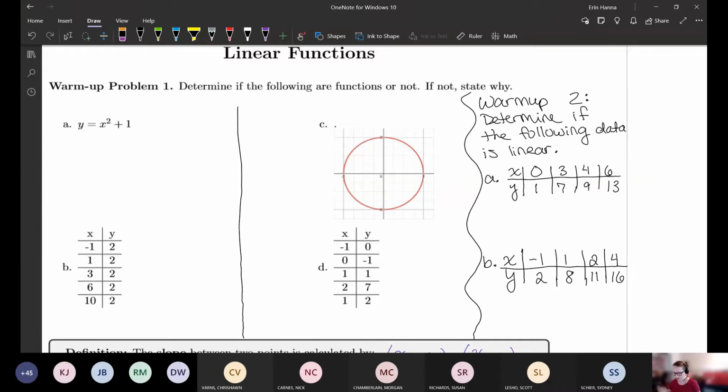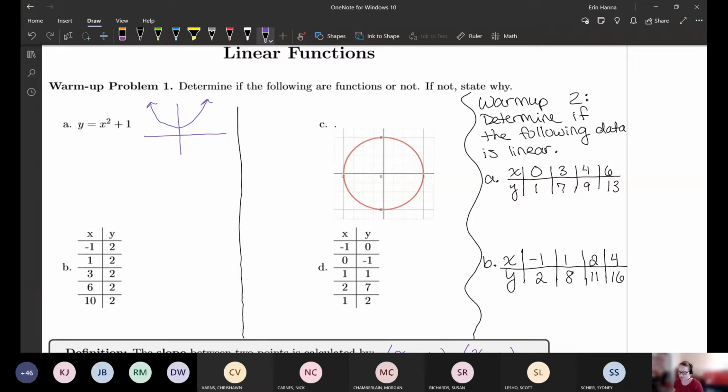Let's go over these. The first four were: determine whether or not the following are functions. If not, state why. Technically we don't need to say anything if it is a function, but I'm going to say a little bit anyway. For the first one, x squared plus 1, you always have the choice to graph it if it's easily graphable. You could punch that into a calculator, and it's going to look like this.